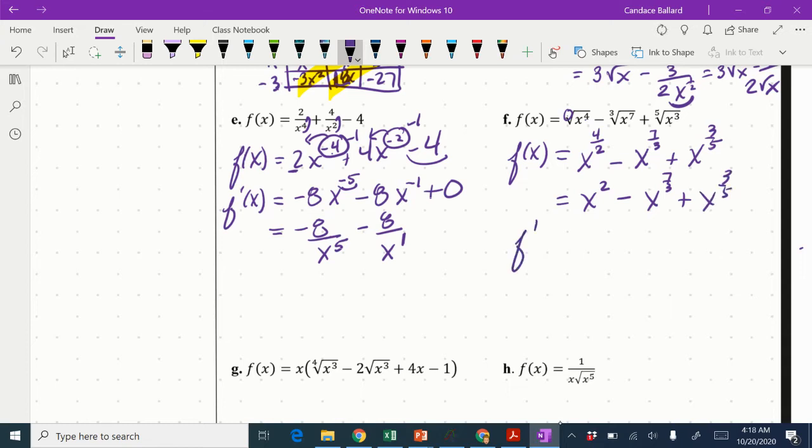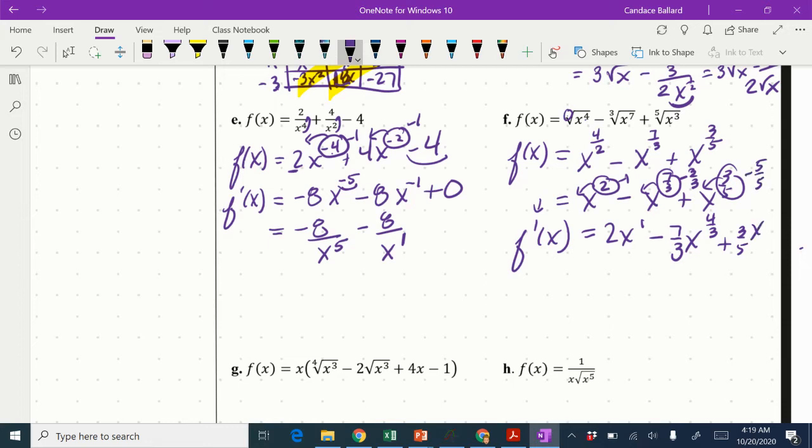All right, now let's take that derivative. Remember, you need to indicate that you are taking the derivative, so you need to use that notation properly. So I'm going to bring the 2 in front, so I get 2x, subtract 1 to the first, minus, bring the 7 thirds in front, so you get 7 thirds x. I'm going to subtract 1, but it's going to look like a 3 over 3. So 7 thirds minus 3 thirds is 4 thirds. Plus, bring 3 fifths in front, so 3 fifths x. I'm going to subtract 1, but it's going to look like 5 fifths, to the negative 2 thirds power.